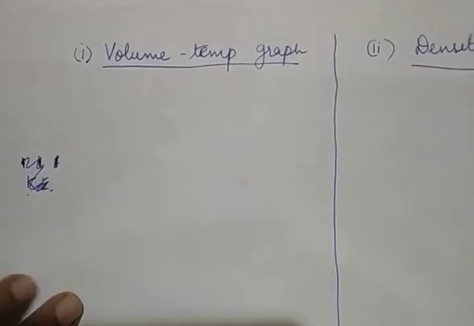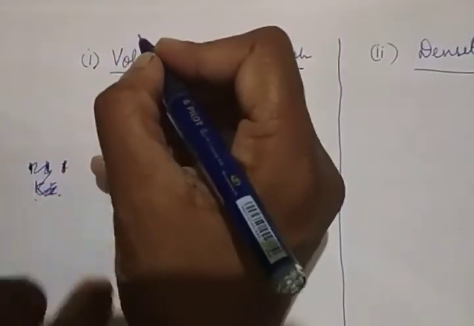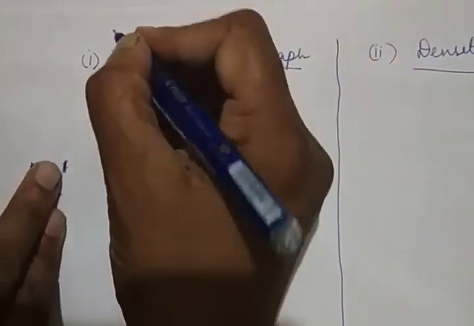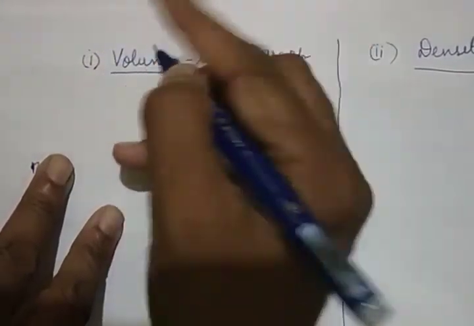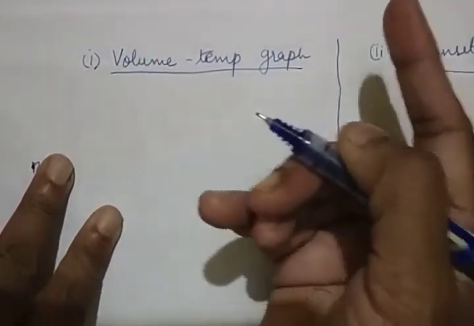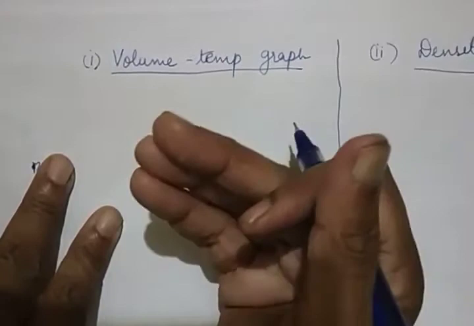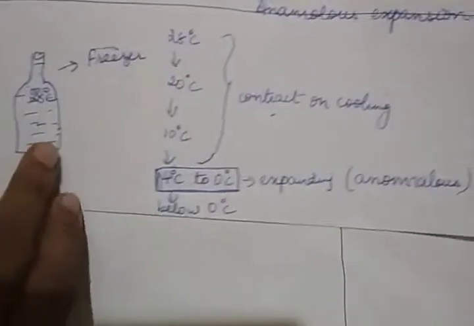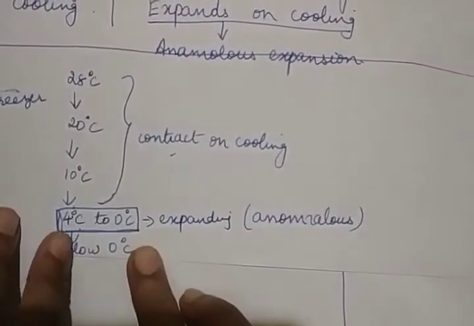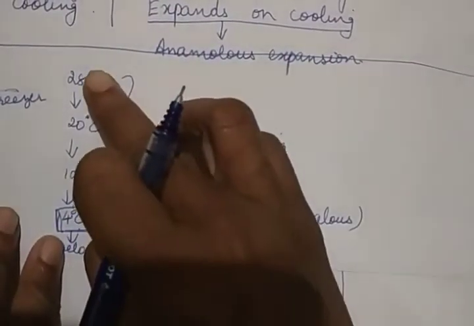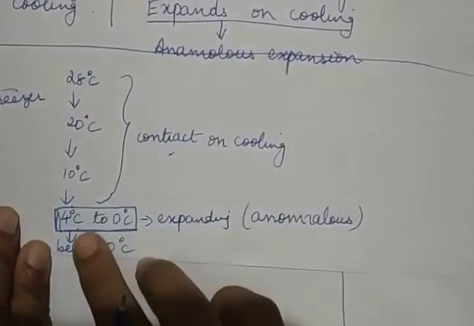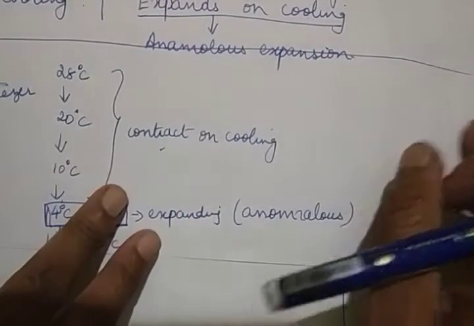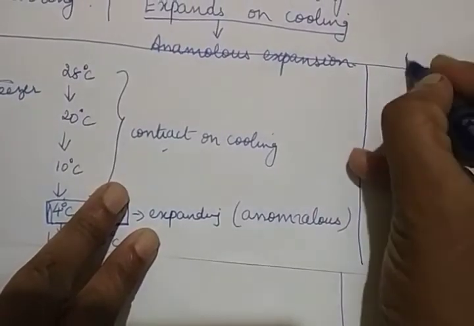Now what you're doing is taking water at 0. In the previous example I told you we were cooling from a higher temperature to a lower temperature. So the reverse is also true. This was when you were cooling from 28 to 0: till 4 it contracted, between 4 and 0 it expanded. The reverse will also be true.